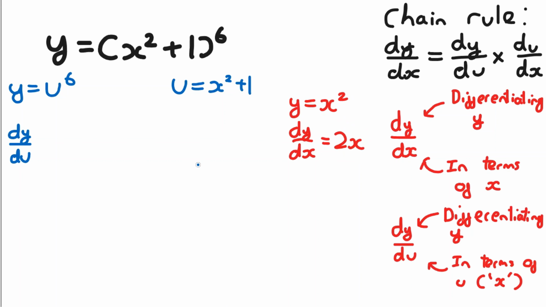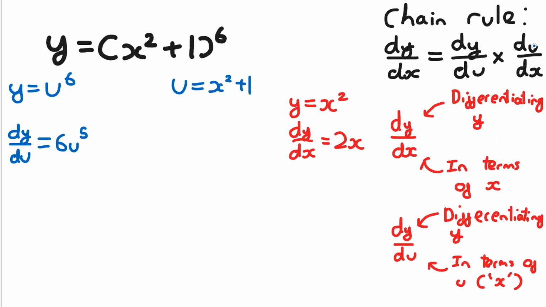So if we have dy over du, the bit on the top, dy, is what we're differentiating. So we're differentiating y. And the bit on the bottom, the du, this is what we're doing it in terms of. So we're doing it in terms of u. The best way to think about this is that the u becomes the x. So this is the u here, and it becomes the x. So this is basically the equivalent of x squared. So dy over du is equal to, so u to the power of 6 becomes 6u to the power of 5. So this is dy over du.